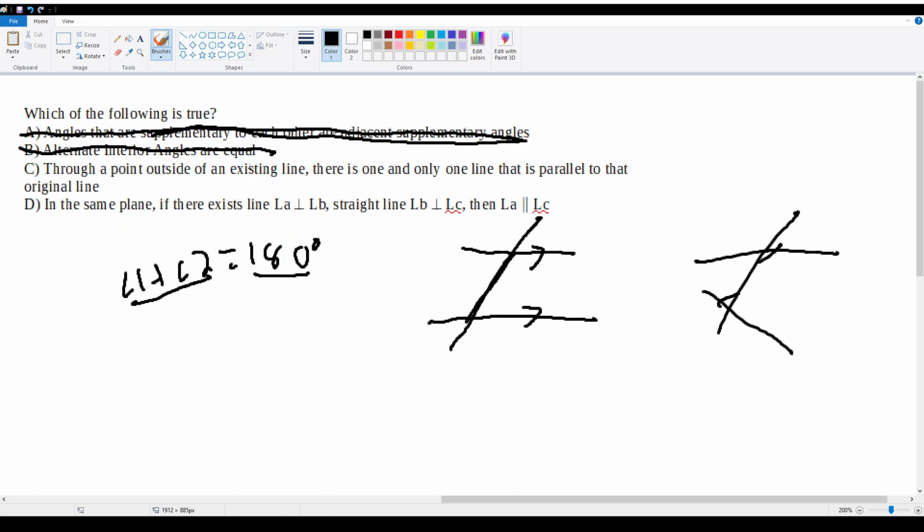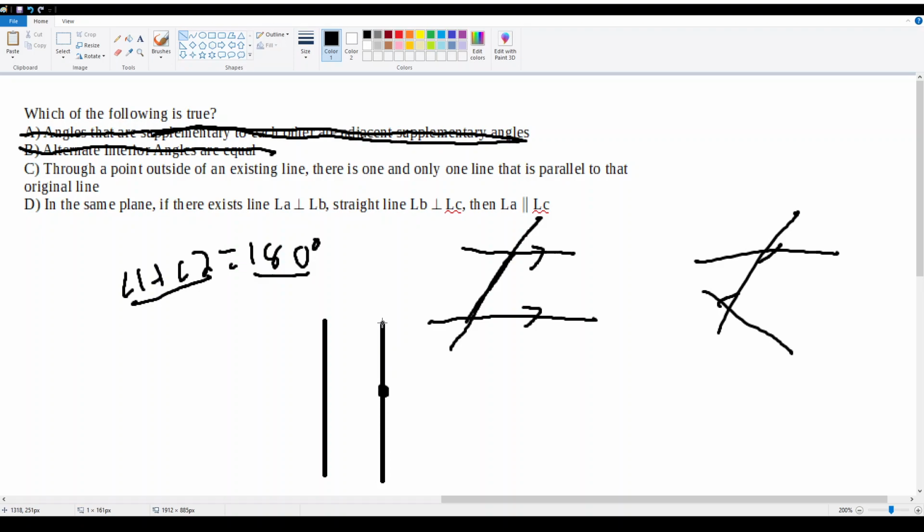Through a point outside of an existing line, there's one and only one line that is parallel to that original line. Let's try. There's a line. Let's do this better. Said line, and we have a point. Because this is the point outside of the existing line, it cannot be the same line. So, what can we do? There is only one line.